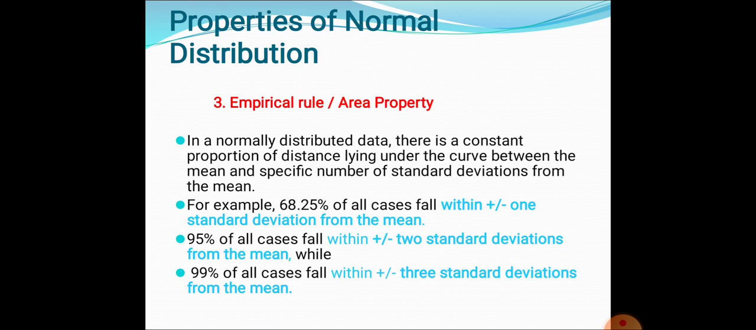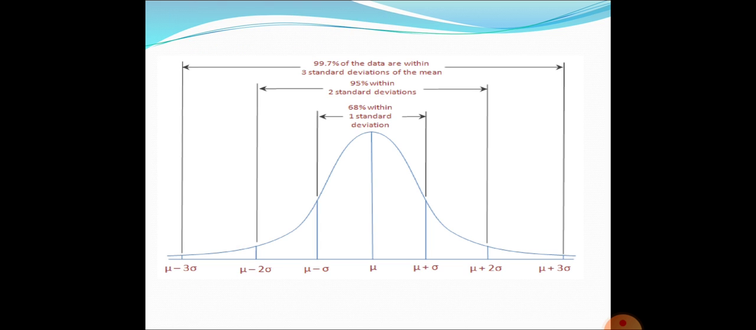The third property of the normal distribution is the empirical rule, which is also known as the area property. In normal distribution data, there is a constant proportion of the area lying under the curve between the mean and a specific number of standard deviations. Mean plus or minus 1 standard deviation covers 68.25% of the area. Mean plus or minus 2 standard deviations covers 95% of the area of the curve, and 99% plus of the area is covered within plus or minus 3 standard deviations from the mean.